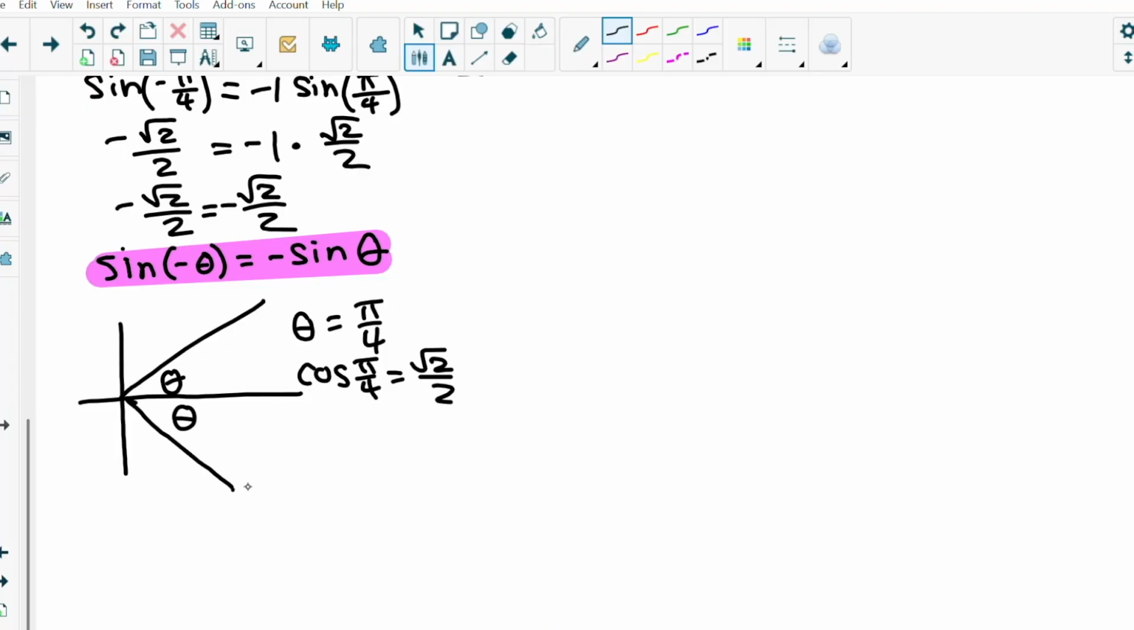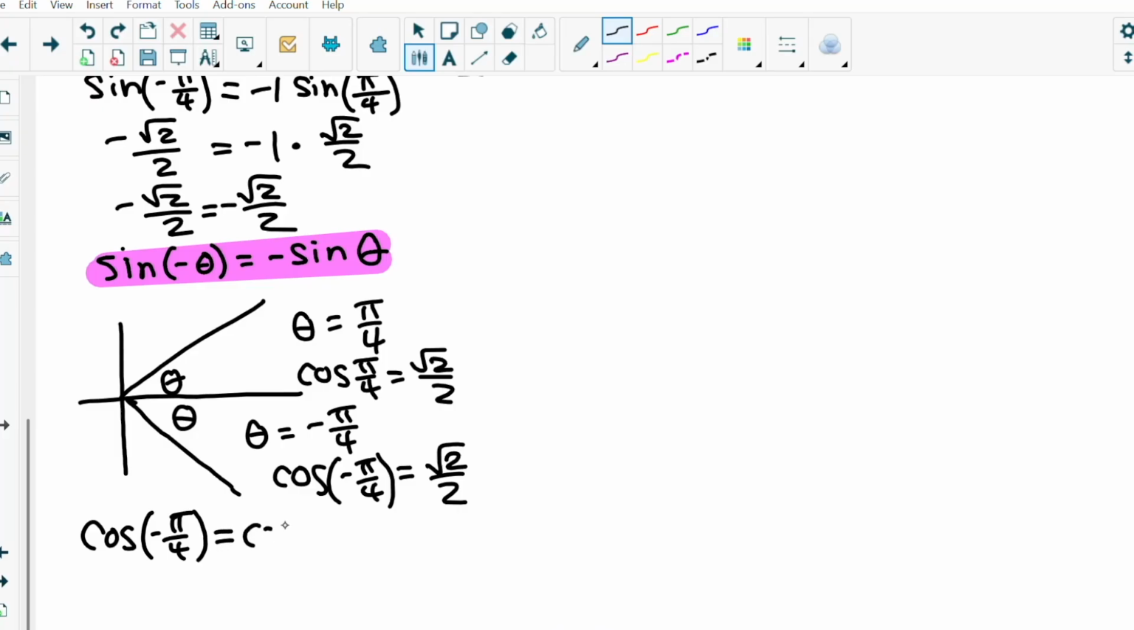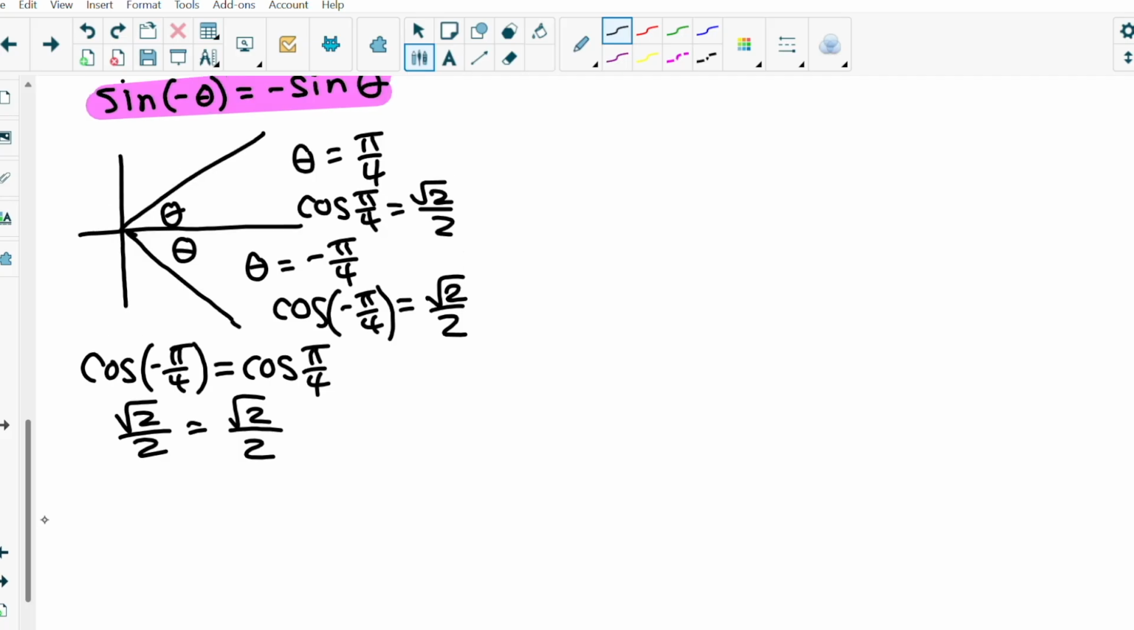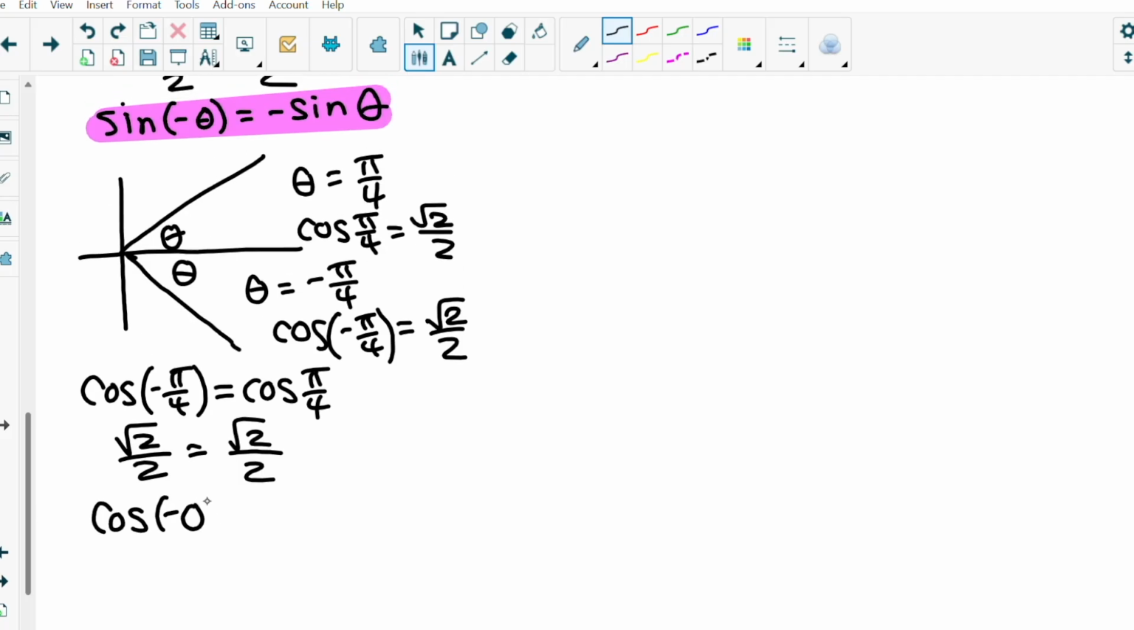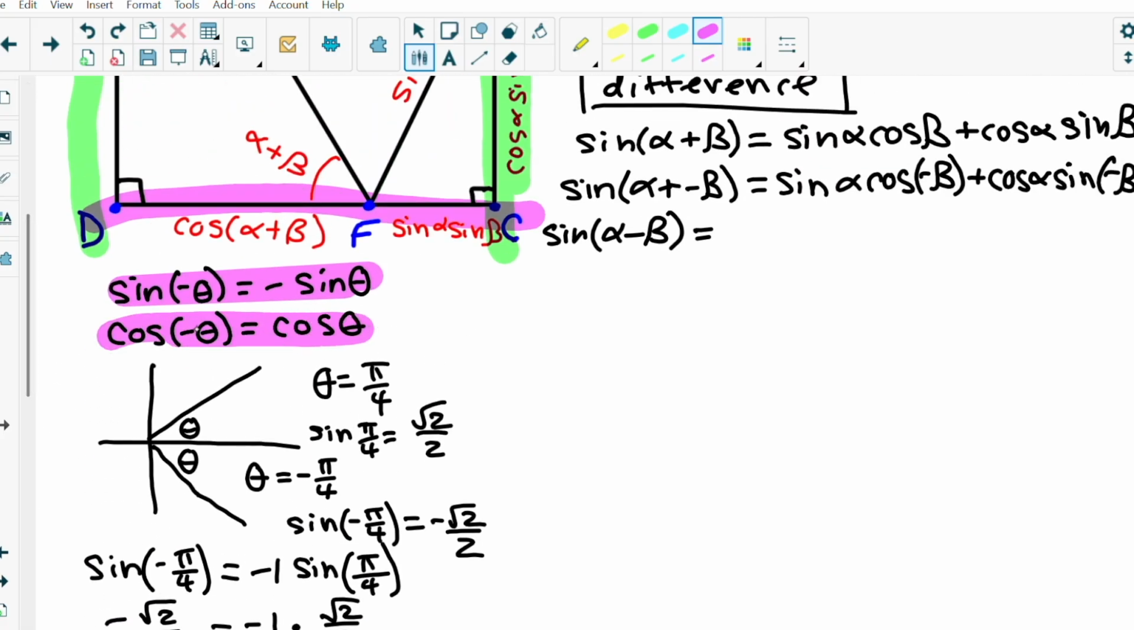Let's do theta the other way, where theta equals negative pi over 4. What's the cosine of negative pi over 4, folks? I'm still going to the right, my x value. That's still square root of 2 over 2. So what does that tell me? Cosine of negative pi over 4 equals cosine of pi over 4. Well, we know that because square root of 2 over 2 equals square root of 2 over 2. So therefore, in general terms, cosine of negative theta equals cosine of theta. Okay? And that's our second one.